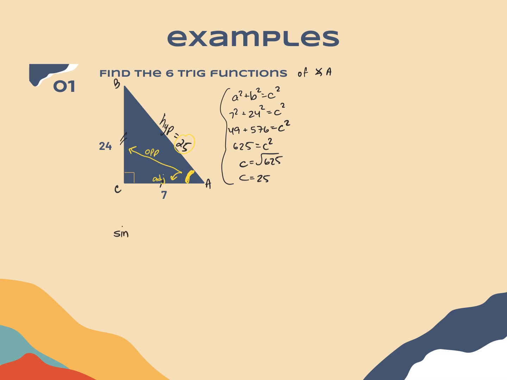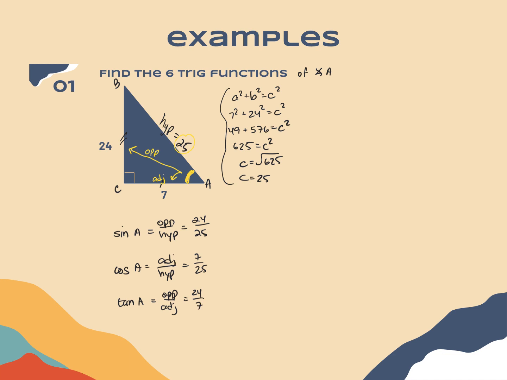I can't just say the sine equals opposite over hypotenuse. I have to specifically say the sine of what, okay? You'll get it wrong if you don't. So I have to say the sine of A equals opposite over hypotenuse, and in this case, that's 24 over 25. The cosine of angle A equals, again, adjacent over hypotenuse, which equals 7 over 25. And the tangent of angle A equals opposite over adjacent, which is 24 over 7.